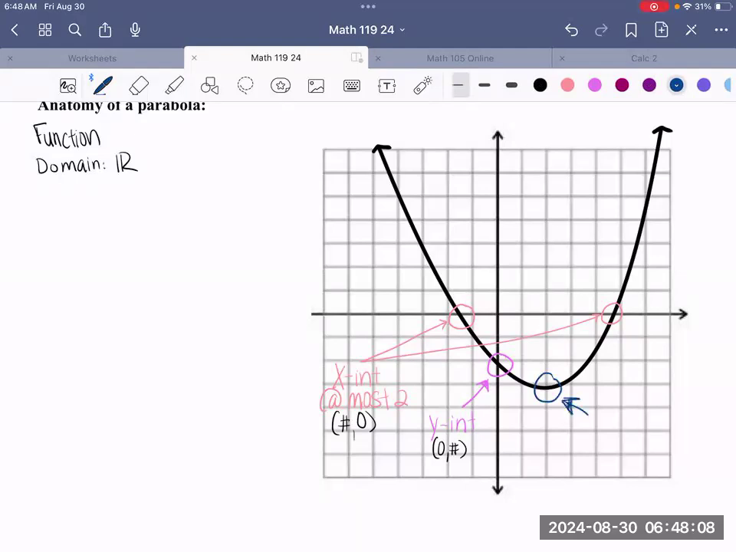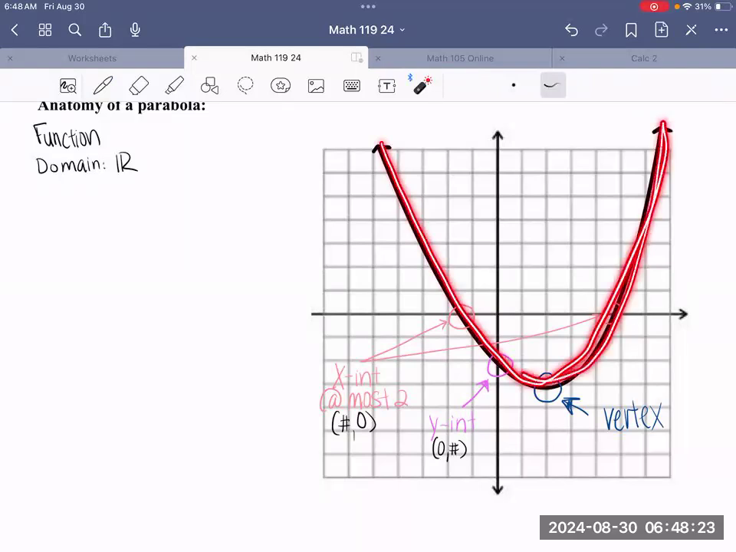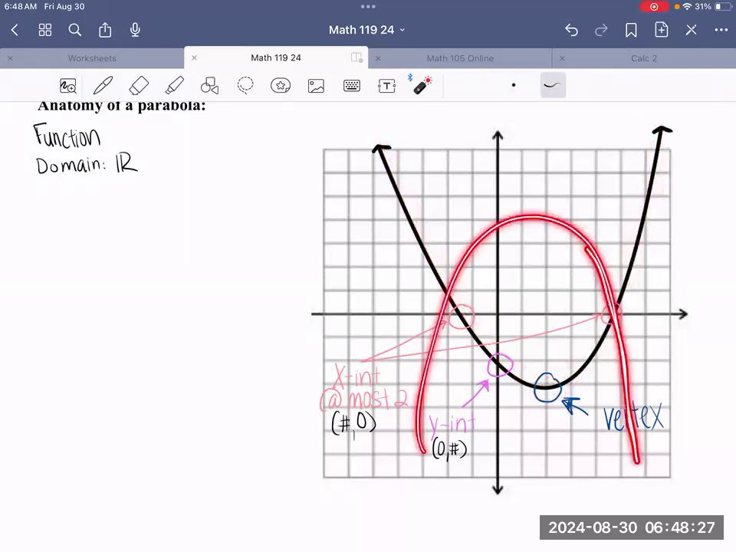Anybody know what that is called? So this is called your vertex. If you said it's a minimum, absolutely you would be right. You do have a minimum of your graph. Minimum is just the smallest value, like lying in a hill, whereas the opposite is if we had a maximum. So your graph is having a peak, the highest part of your graph.